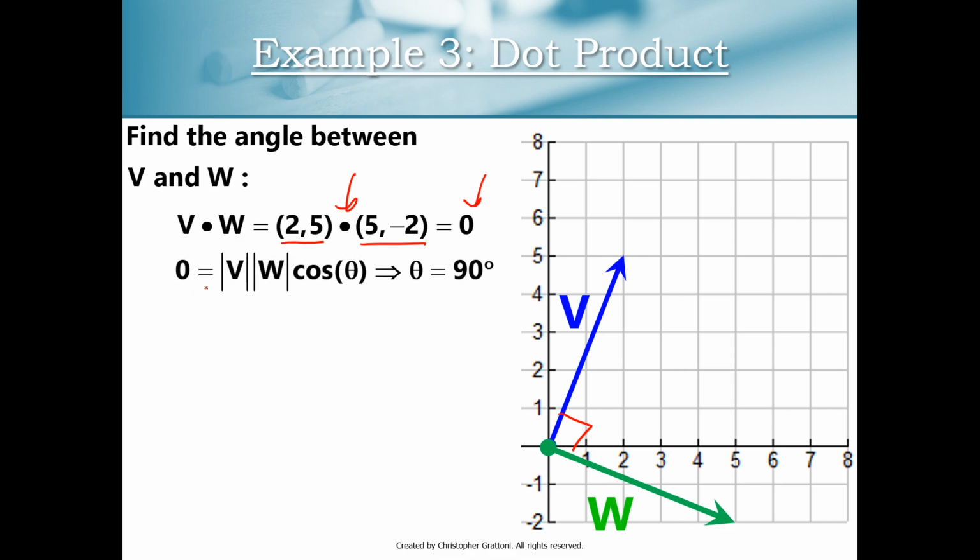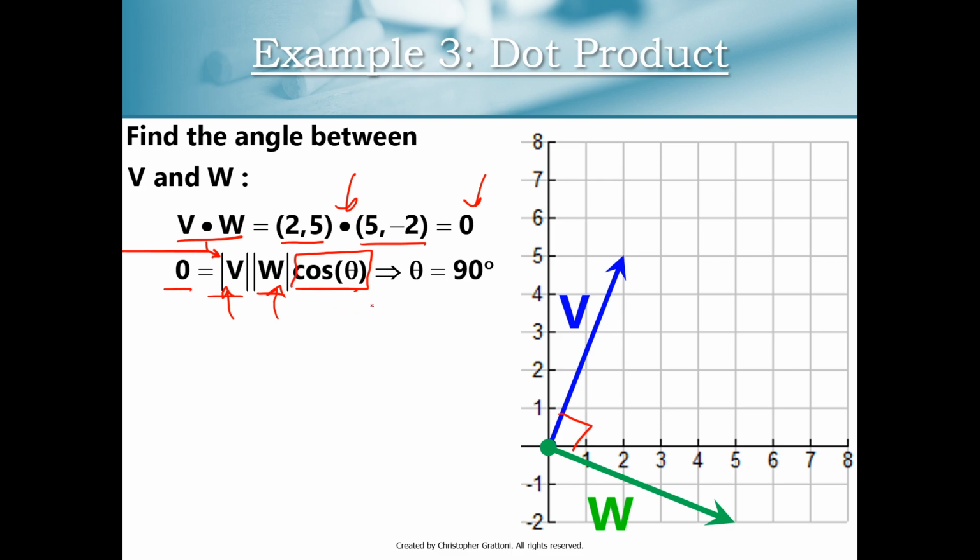So we have a different formula for dot product right here. And we know that the dot product is 0 because we took it. So we're going to take that 0 that we calculated and set it equal to the magnitude of v times the magnitude of w times the cosine of the angle between those two vectors. Well, the magnitude of v is a non-zero number. The magnitude of w is a non-zero number. So the only way to satisfy this equation is for the cosine of theta to equal 0.